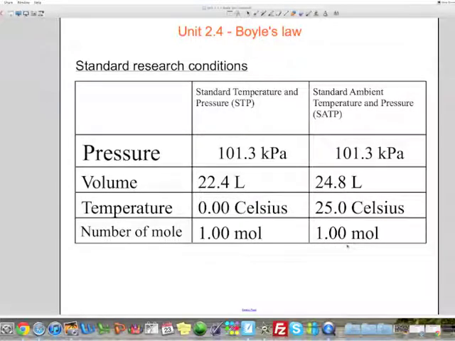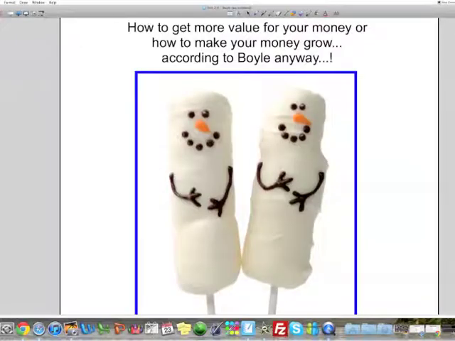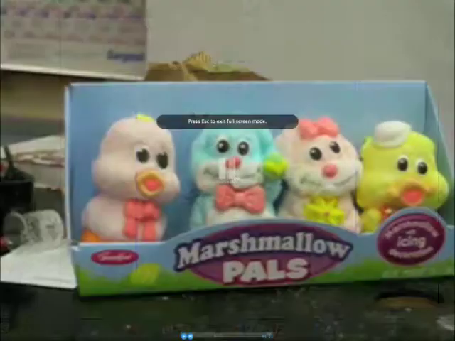So this way we can compare results between different gases, different measurements, and see if there's a correlation in their behavior. So that being said, we will now move on to Boyle's law. Now I want to start by showing you a little video to illustrate how Boyle's law works, and then we'll get into the theory of it. So here it goes.